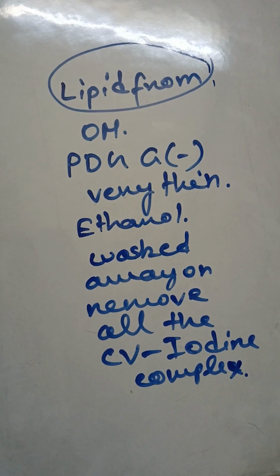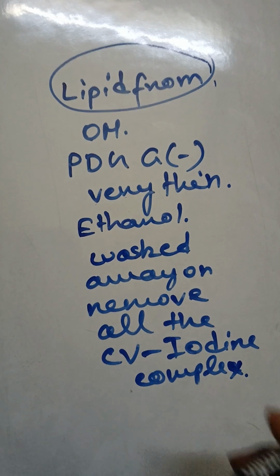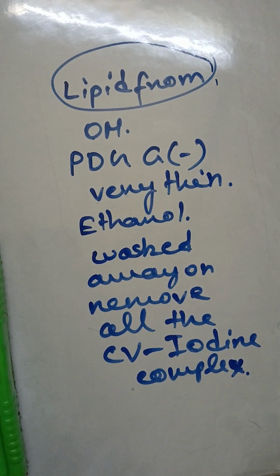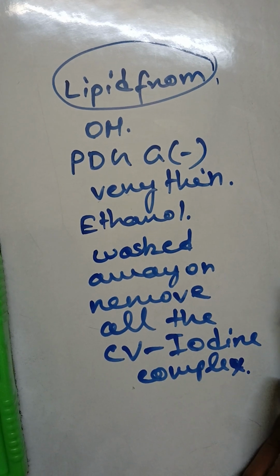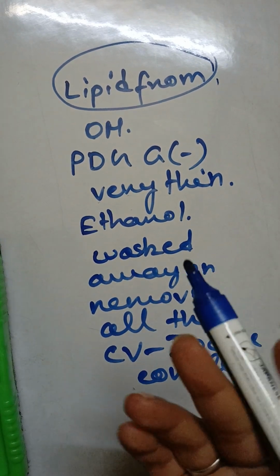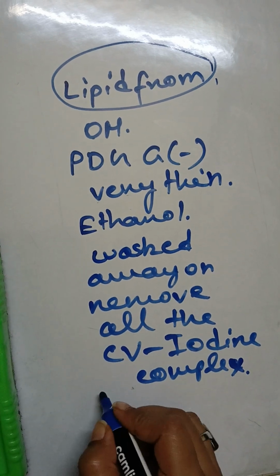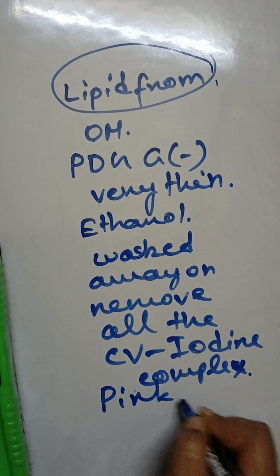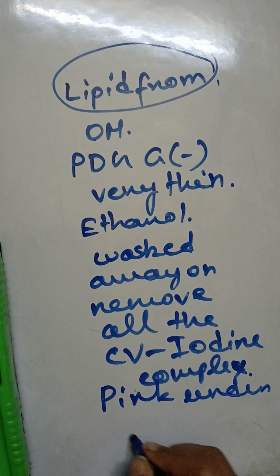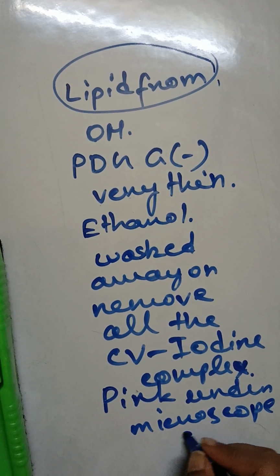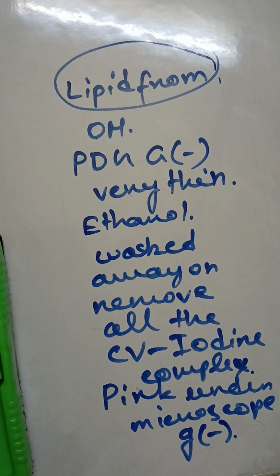Okay, so when we apply the counter stain safranin, there is no crystal violet iodine complex now present in the cell wall. So only the safranin can stain the cell, and it will look pink under the microscope and indicates the gram-negative nature of the bacteria.